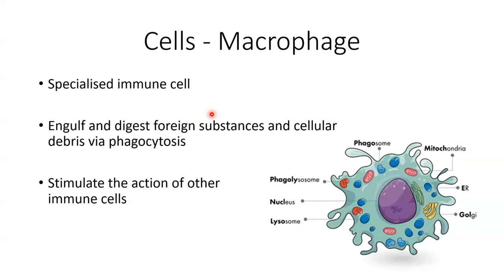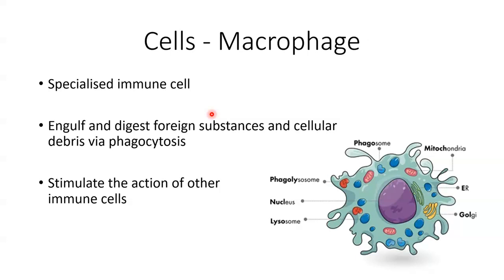Another type of cell found in connective tissue, which is also part of the immune system, so there's a bit of a theme going on here, is a macrophage. Macrophages are specialized cells involved in the detection, phagocytosis, which we'll talk about in a second, but that's basically the engulfing of something, and destruction of bacteria and harmful organisms.